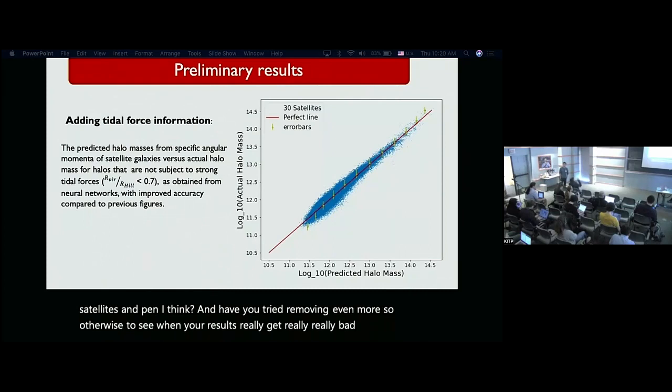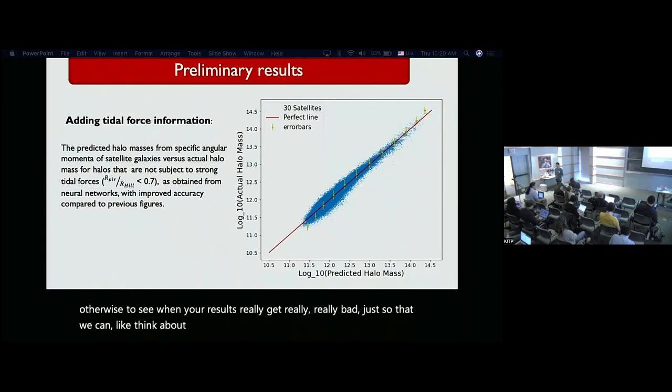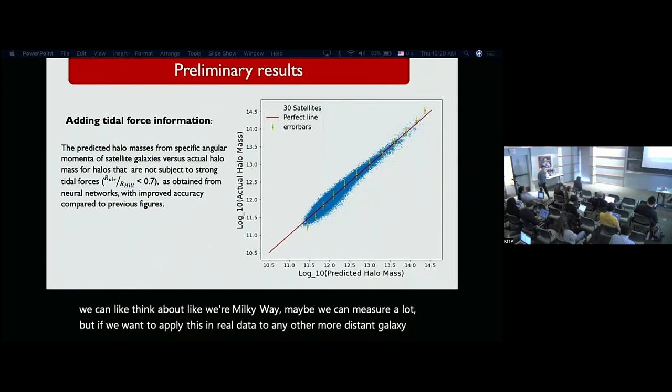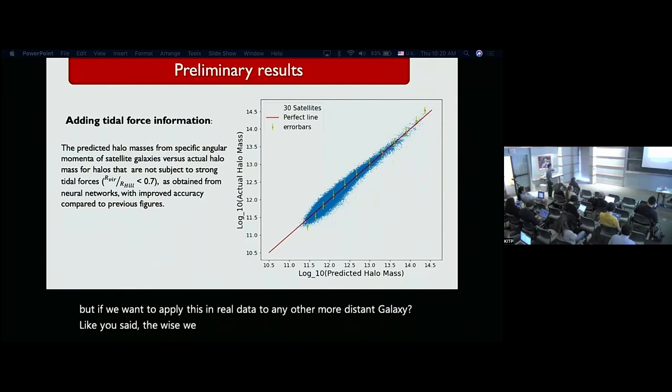Just so that we can think about, okay, for the Milky Way maybe we can measure a lot, but if we want to apply this in real data to any other more distant galaxy, how many satellites do we want to be able to observe and still be confident in the predictions? It's fine if you haven't tried it already, but it would be a fun thing to see: when does the model break down?